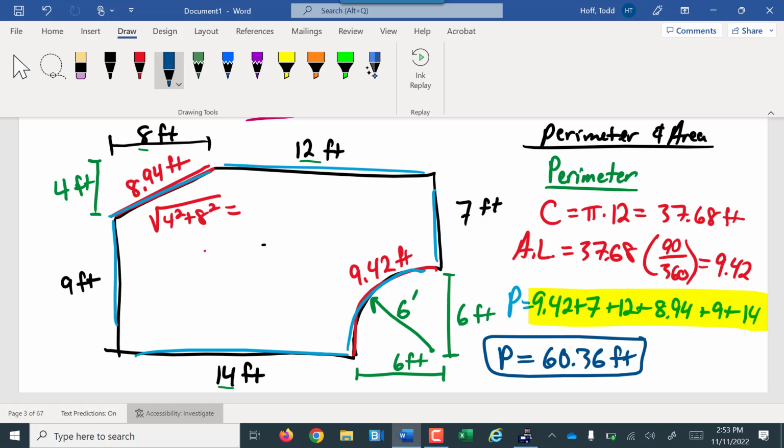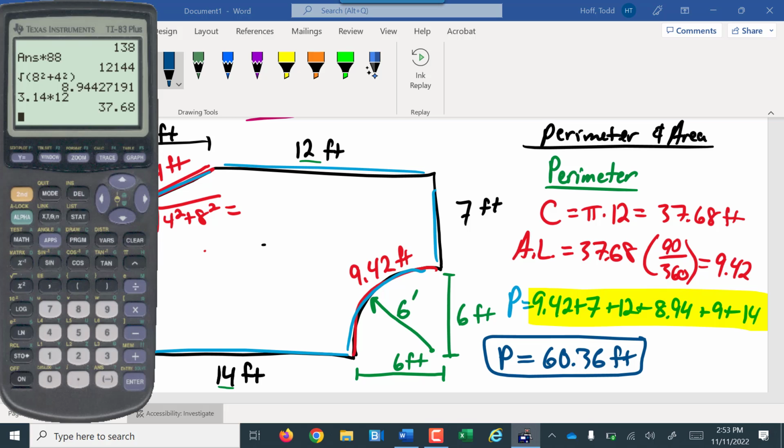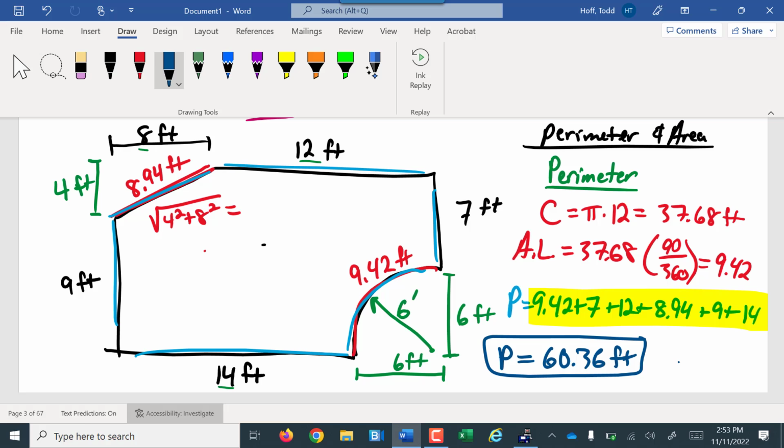Next, we need to find something seems off there. I'm going to just add those up because I don't trust myself at this point in the day. It is, okay. So for area, this one's actually easier than it looks.